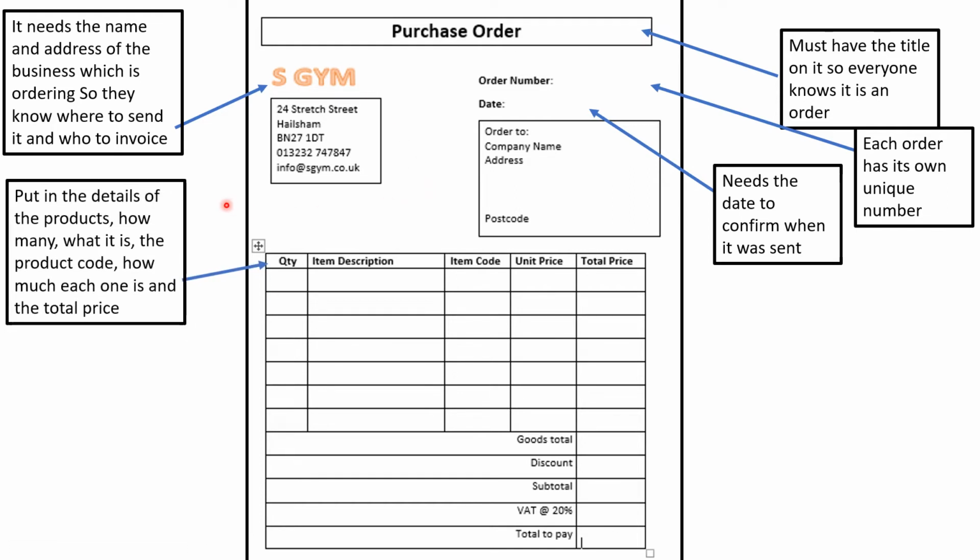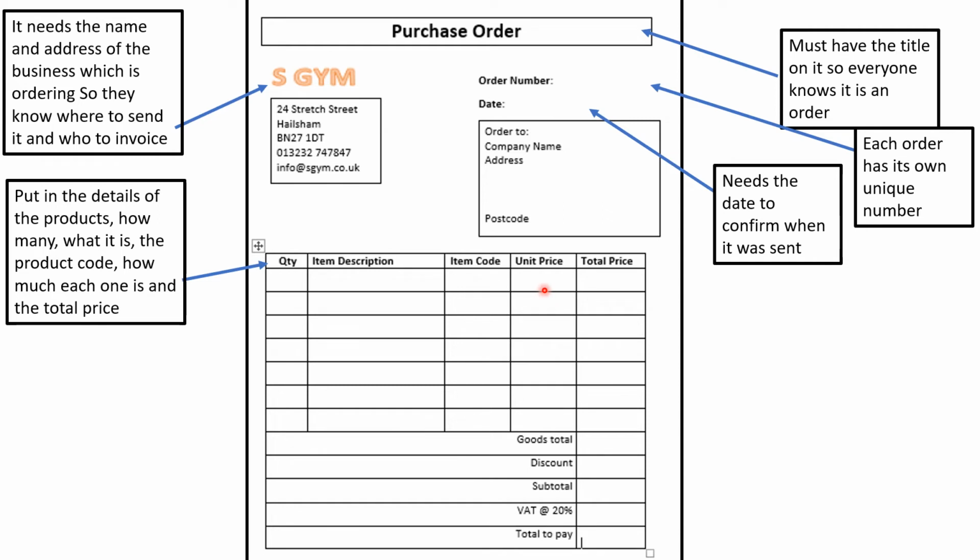We then need to put the details of the products, how many, so the quantity, so I would like 5 of an item, what it is, the description, so say it is a green garden chair. However, very importantly, we need to put the item code on. All products have a code, so if I say green garden chair, they may have 5 or 6 green garden chairs, and the item code will pinpoint which one it is.